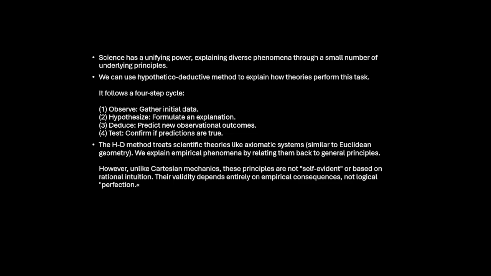As you can see, this method treats theory as a deductive system. We can explain empirical phenomena by relating them back to general principles, which is similar to Euclid. But I think it is important to note that this is different from Cartesian mechanics, where principles are self-evident. Cartesian mechanics says that general principles rely on rational intuition. You accept a principle because it feels logically perfect, obvious, and undeniable to the human mind. You don't need to test it against the world first.